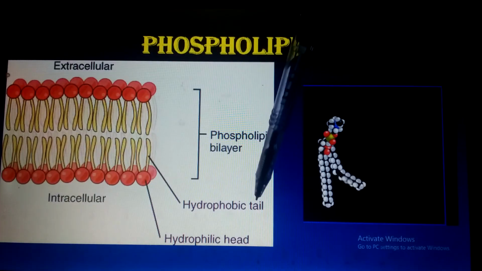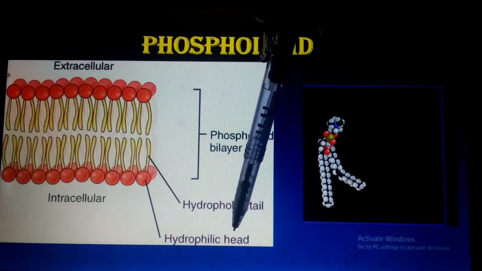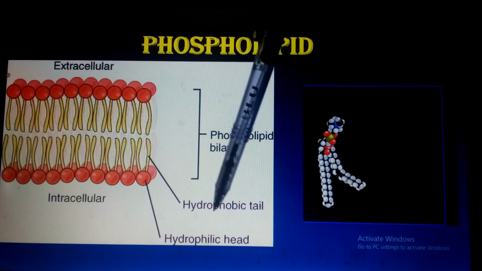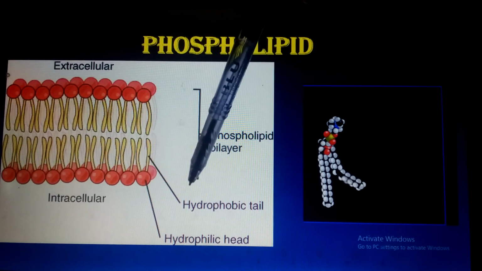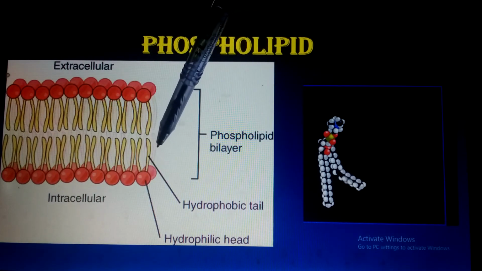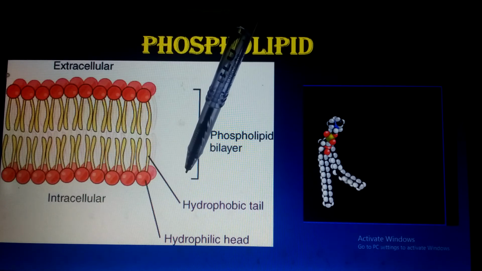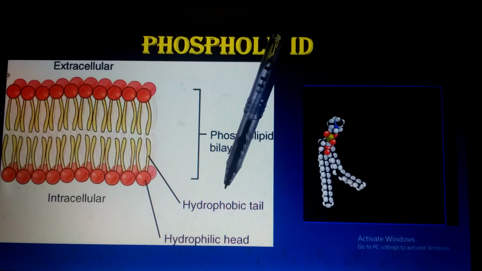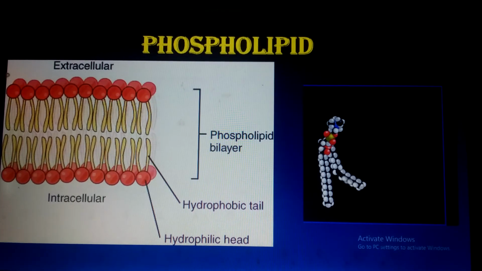and the hydrophobic tail. Hydrophilic means water loving, means polar. Hydrophobic, hydro mean water, phobic mean hating. Philic mean loving, phobic mean hating. So hydrophobic mean they are non-polar. Is it clear? Hydrophobic mean they are non-polar, do not dissolve in the water. But hydrophilic means interact with the water and other polar substances.